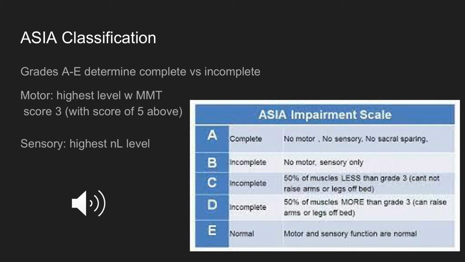And the way that you would grade motor is you would look at the highest level with an MMT score of 3, and it has to have a score of 5, which is normal, above. So that's a little bit confusing, but the highest level would obviously be referring to towards the cervical spine. And then sensory grading is a little bit more straightforward. That's just the highest level with normal sensory functioning.